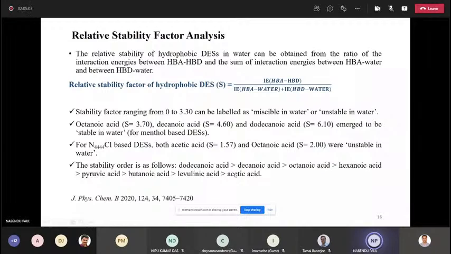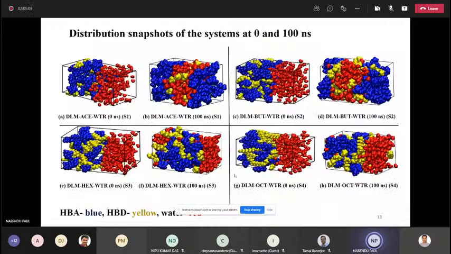These are the distribution snapshots at 0 and 100 nanoseconds respectively for each and every system. That is 10 systems.